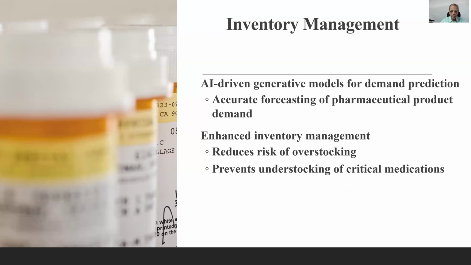Then comes inventory management. Artificial intelligence drives the generative model for demand prediction, and accurate forecasting will help a lot. That enhances inventory management and reduces the risk of overstocking, and prevents understocking, so that understocking does not create a shortage in the market. Maintaining customer satisfaction and customer safety is more important. So you have to balance how much stock we should keep depending upon the market fluctuations or demand forecasting.